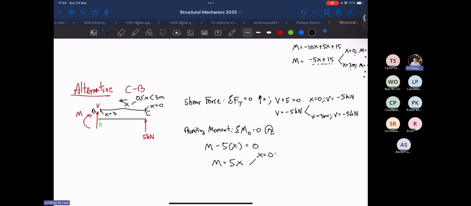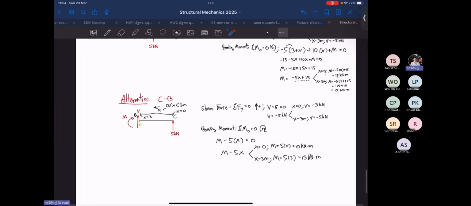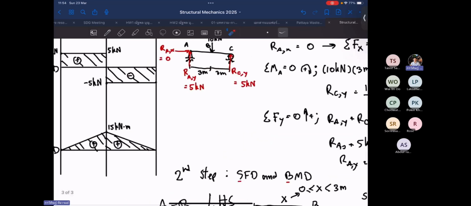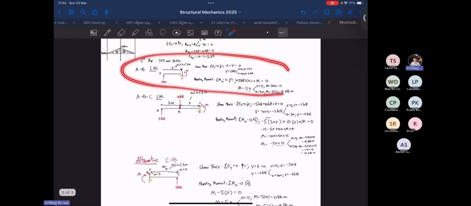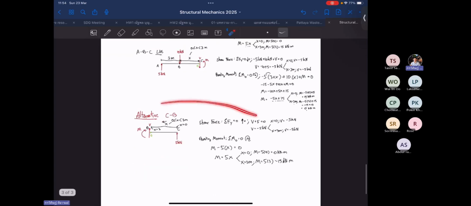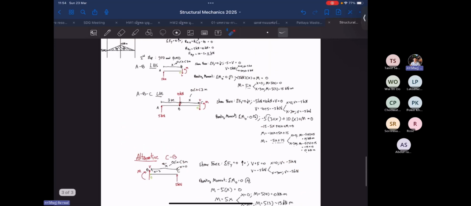If x equal to 0, so moment equal to 5 multiplied by 0 equal to 0 kilonewton meter. If x equal to 3 meter, so moment equal to 5 multiplied by 3 equal to 15 kilonewton meter positive. And again, you will get the same graph. As x equal to 0, moment equal to 0. At x equal to 3, moment equal to 15, like this. And as you can see, you can combine this method. You perform A to B using left-hand side, and you perform C to B using right-hand side. Okay. So you can skip this part.